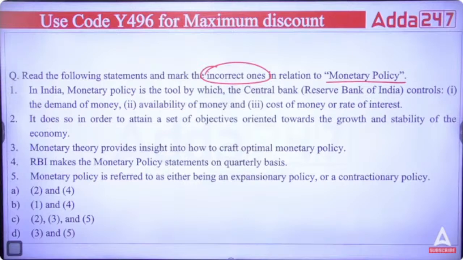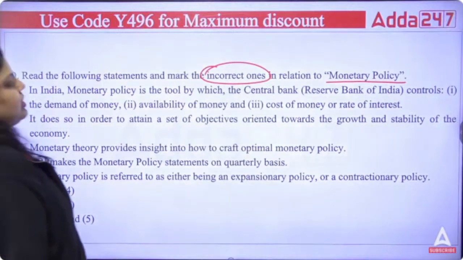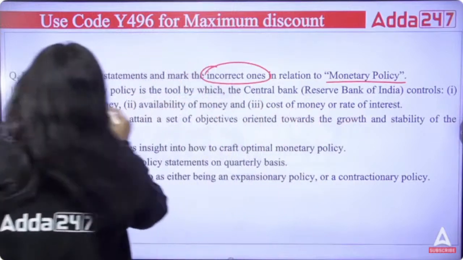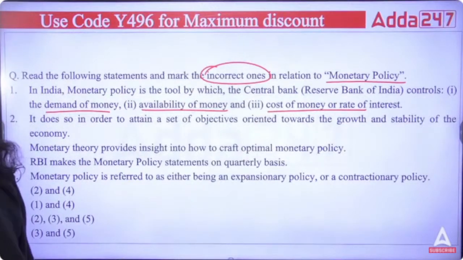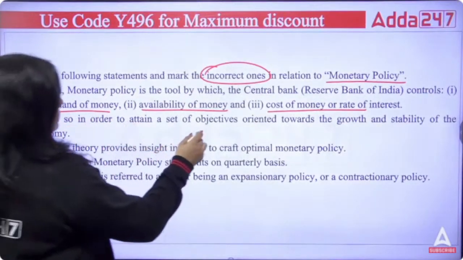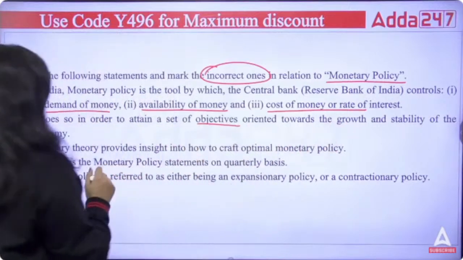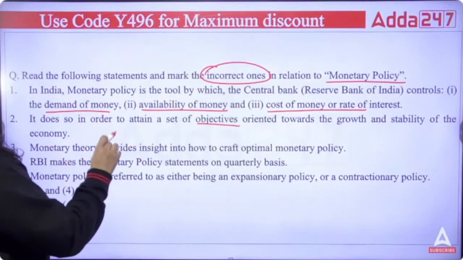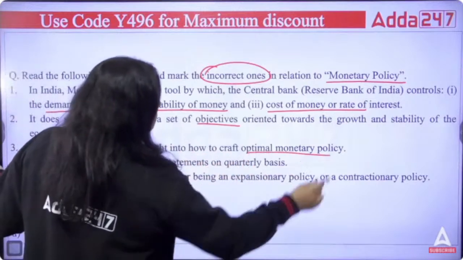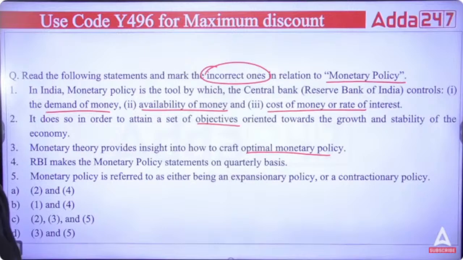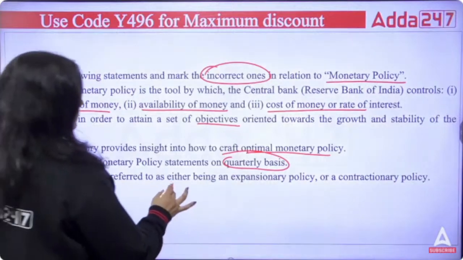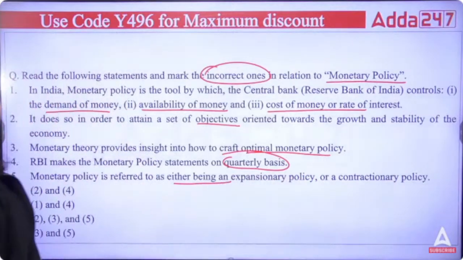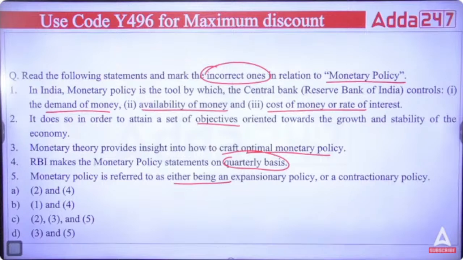First is saying in India, monetary policy is the tool by which the central bank, that is RBI, controls the demand for money, availability of money, and cost of money or rate of interest. Second is saying it does so in order to attain a set of objectives oriented towards the growth and stability of the economy. Third is saying monetary theory provides insight into how to craft optimal monetary policy. Fourth, RBI makes the monetary policy statement on a quarterly basis. Fifth, monetary policies refer to either being an expansionary policy or a contractionary policy. So which of the following statements are incorrect, you have to answer.